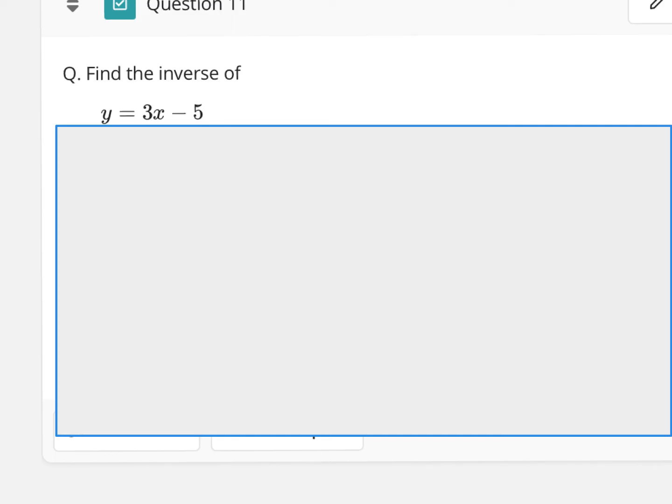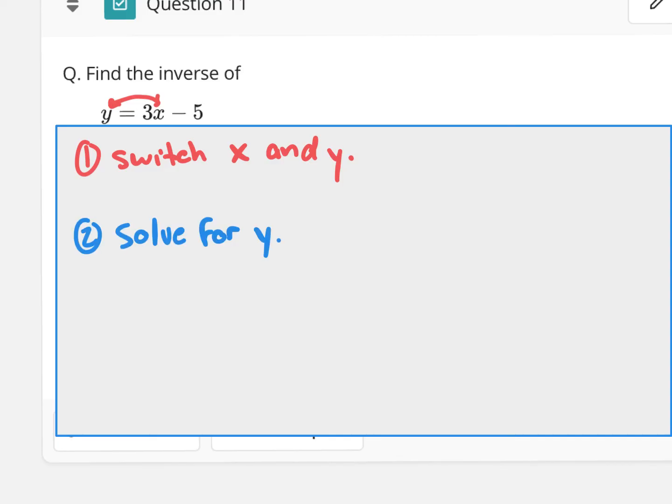This last question, we want to find the inverse. And how do we find the inverse? We switch the x and the y, and then we solve for y. Again, switch x and y, then solve for y. So when I switch the x and the y, take the x, take the y, and just switch them, I will have x equals 3y minus 5. That's what I have over here.